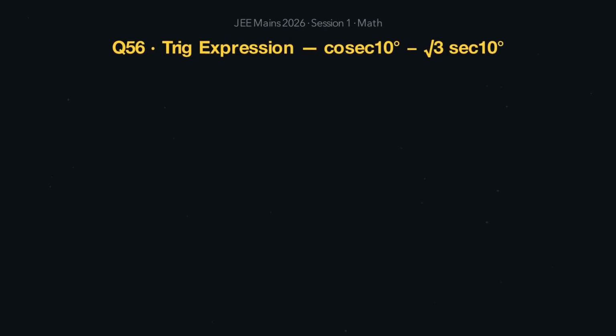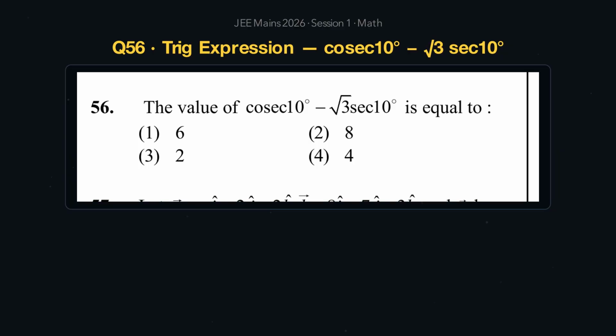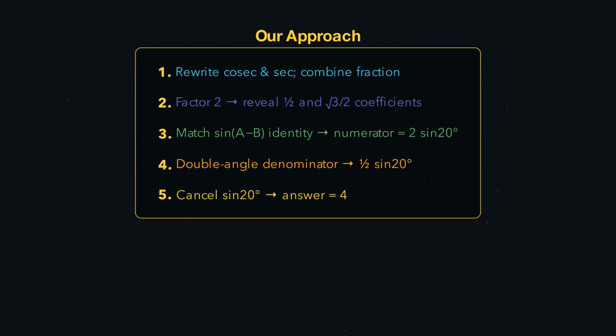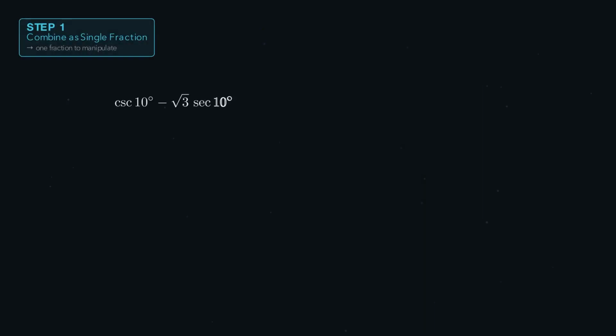Here's a classic JEE trig question. Find the value of cosecant 10 minus root 3 times secant 10. Here's our approach. First, we rewrite cosecant and secant as fractions and combine them over a common denominator. Then we factor a 2 from the numerator to reveal a compound angle pattern. Next, we apply the sine subtraction identity. Finally, the double angle formula cleans up the denominator, and everything cancels to give a single integer.